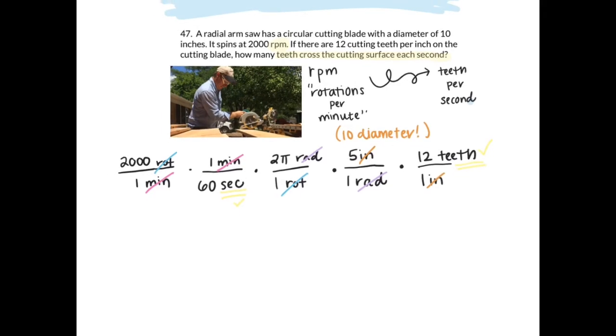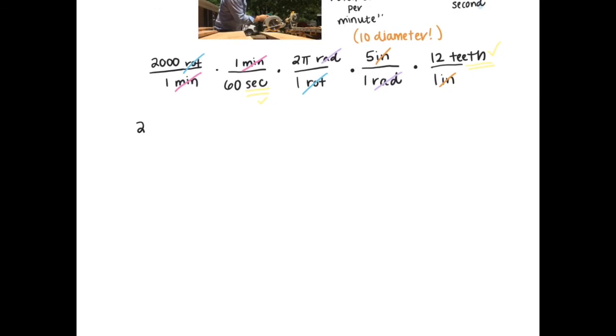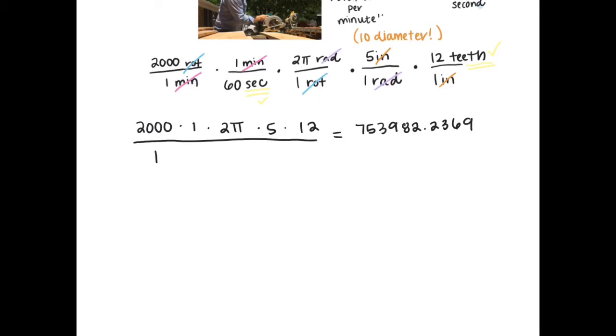So from here, I'm now going to rewrite my fraction without all of the units so I can compute them. So I've got 2,000 times 1 times 2 pi times 5 times 12. Now make sure when you put this in your calculator, actually use the pi button and not 3.14. When you compute that, you should get 753,982.2369. Personally, I like to wait till around the very, very end to round, in case some weird things happen.